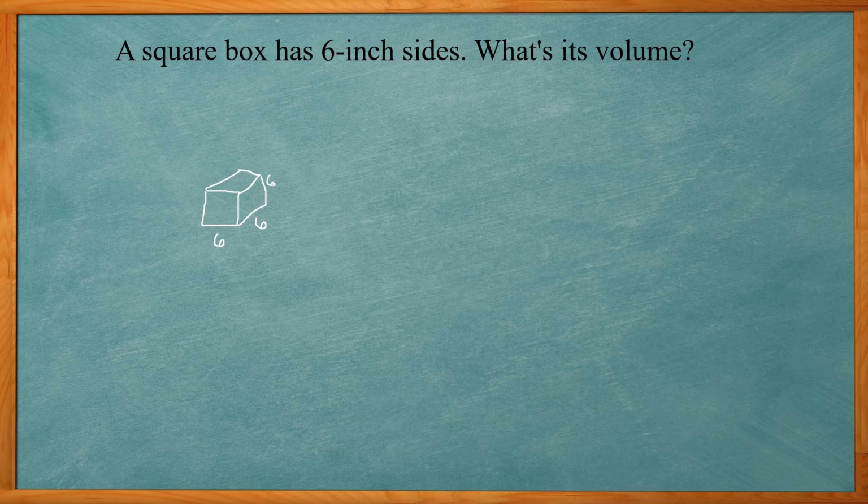Now volume is going to be all the sides multiplied together. Length times width times height. So basically 6 times 6 times 6. That's going to give you 216. Now you're multiplying inches by inches by inches, so it's going to be inches cubed. So 216 inches cubed for the volume.